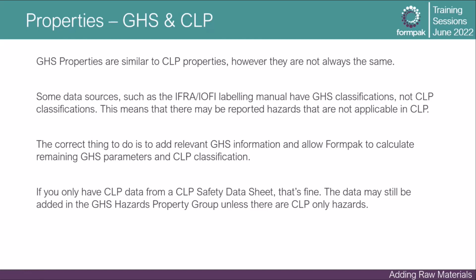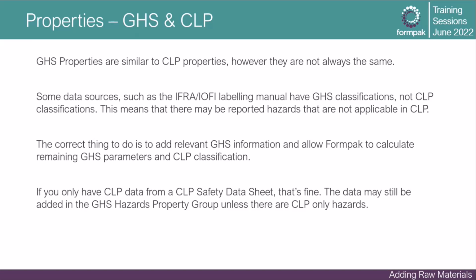GHS and CLP properties. The CLP regulation is a version of the UN Globally Harmonized System. Whilst they're from the same stable, the hazards are not exactly the same. There are some hazards that exist in GHS that are not present in CLP, and a few that are in CLP that are additional to GHS. This is really because when CLP was developed in Europe, it tried to stick to the previous legislation as closely as it could, whilst using the GHS building blocks.